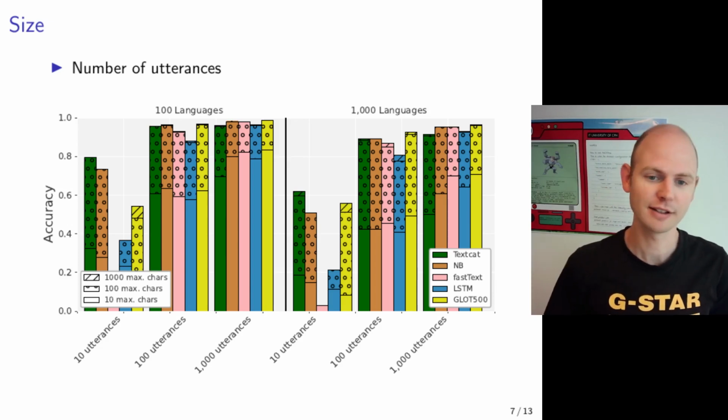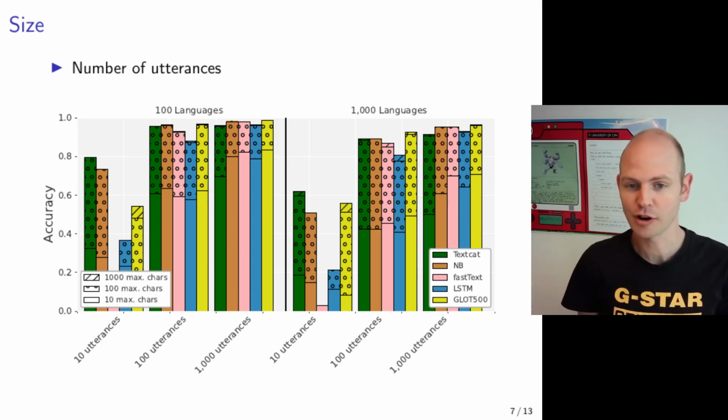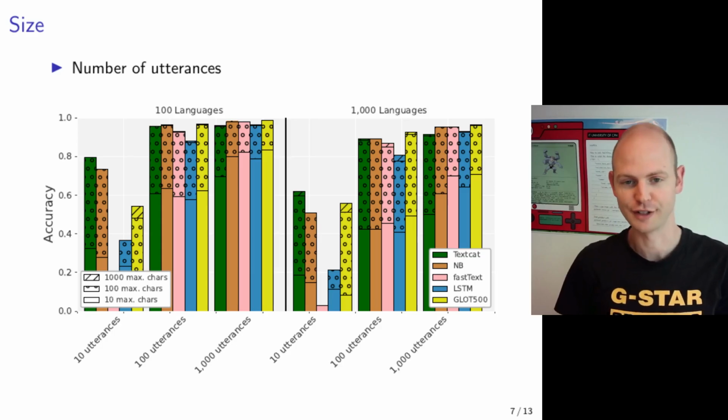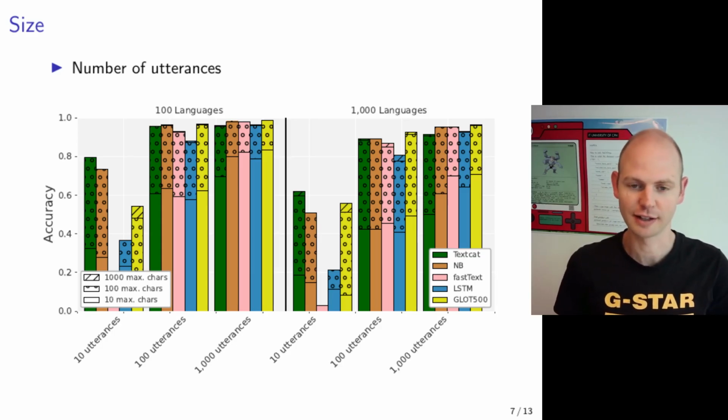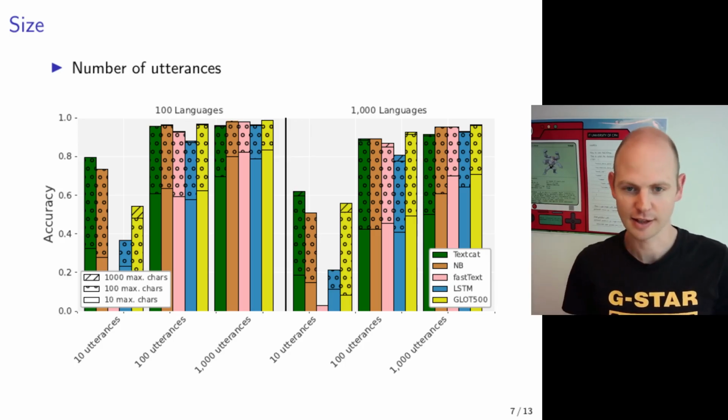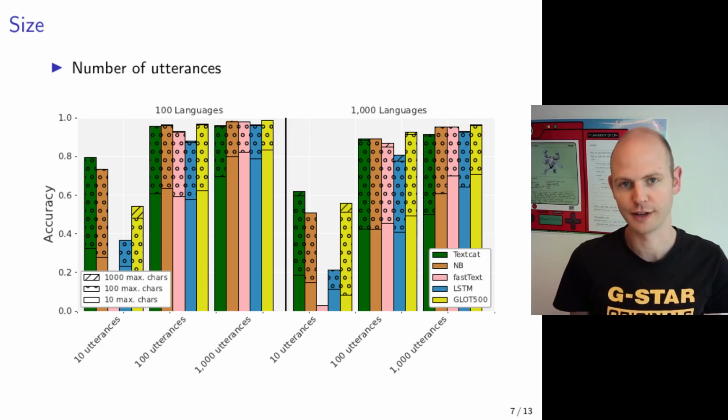I would hypothesize that for 10,000 we would get slightly higher performance, but this of course comes at the cost of coverage, because not for all languages we have 1,000 utterances in our datasets. So the practical takeaway here is that 1,000 is probably enough, and even with 100 we can already learn quite a lot.